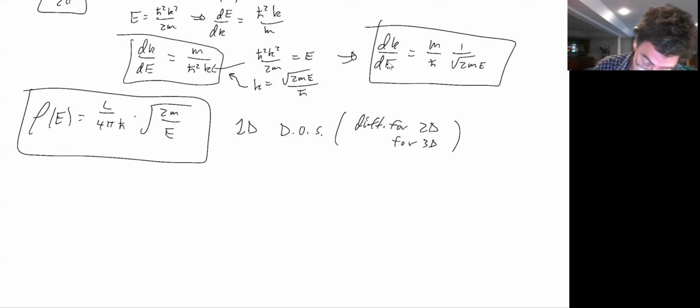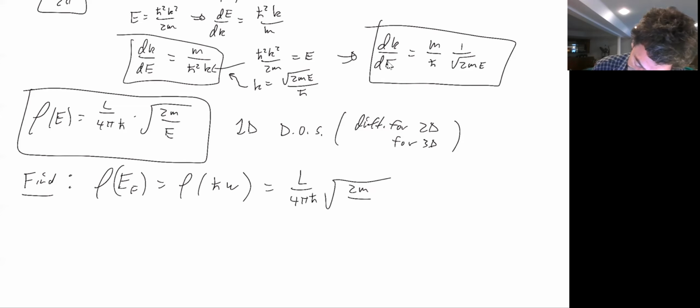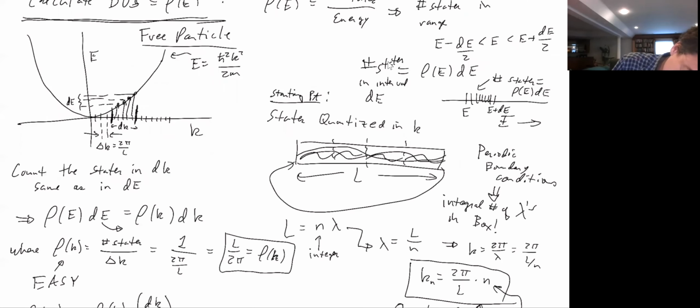Okay, so now we know, remember, we need to find the density of states at the final energy, but the final energy was the energy of the photon, h bar omega. And so that means that it's going to be L over 4 pi h bar times the square root of 2m over h bar omega. And sometimes there's a factor of 2 because we have the states here, but at a particular energy, we also have the states on the other side too. So don't forget the other side.